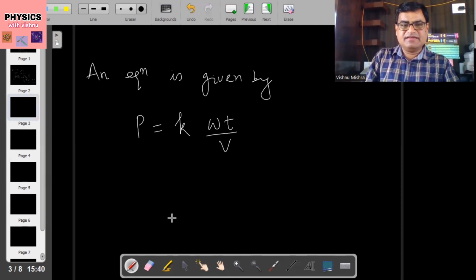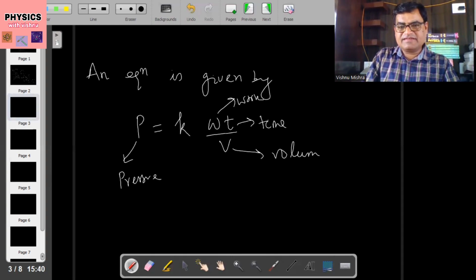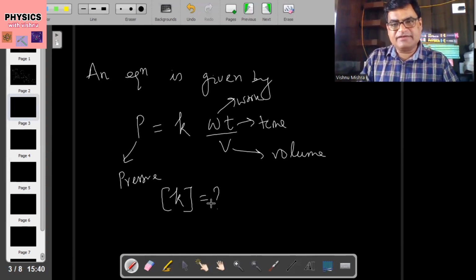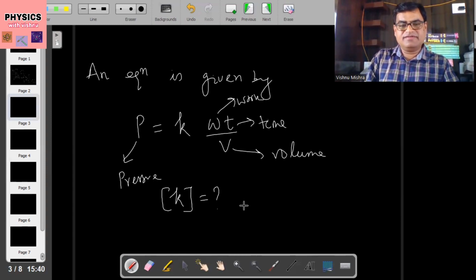The question is P is the pressure, W is the work, T is the time, and V is the volume. Question is find out the dimension of K. What is the dimension of k in this equation? You have to find out. Clear? How to find out? You see, first of all, you have to find out k. K is equal to PV by WT.